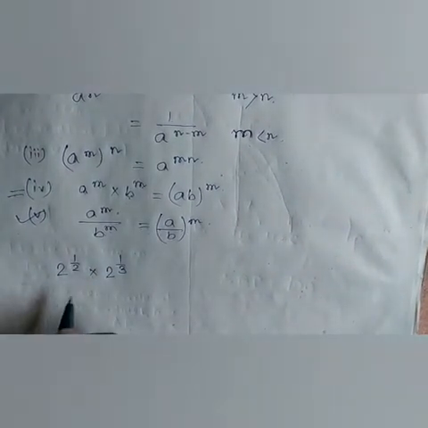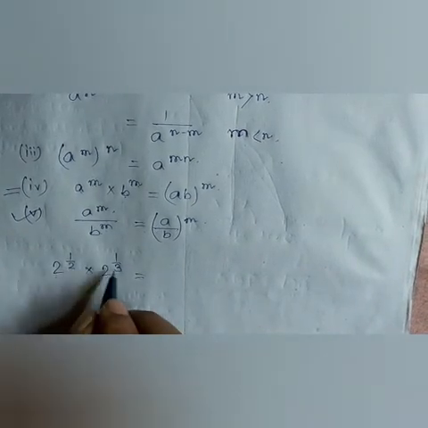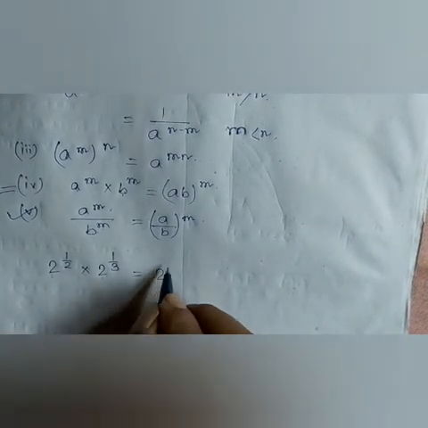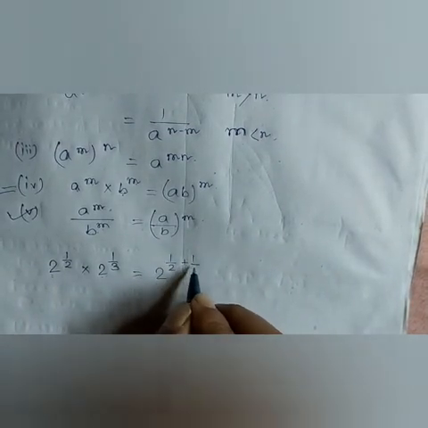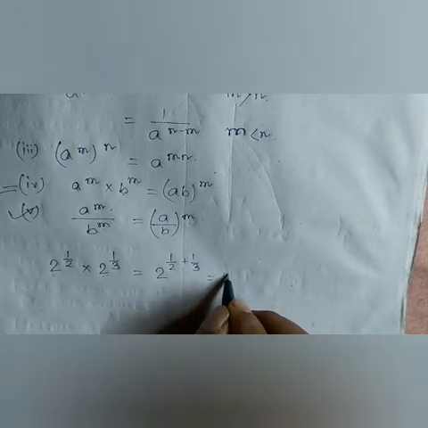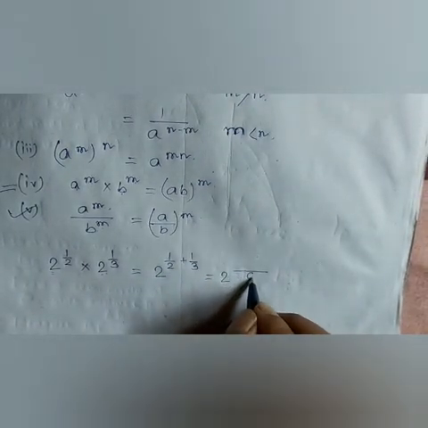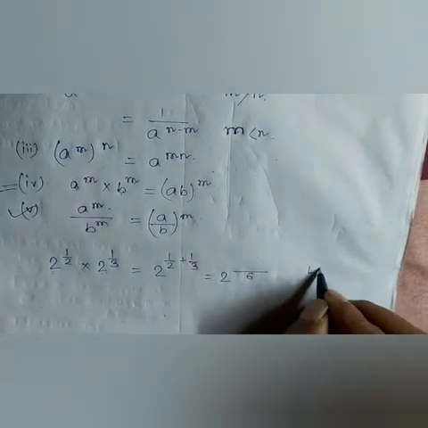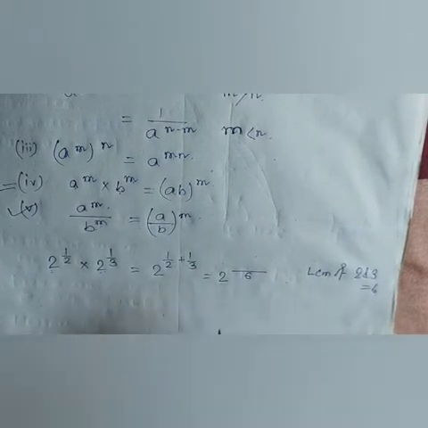So what is the value of this? Since the bases are the same, 2 and 2, but the powers are not the same, we have to add the powers: 2 to the power 1 by 2 plus 1 by 3. To add them, we have to find the LCM of 2 and 3. The LCM of 2 and 3 is 6, so we have to take 6.